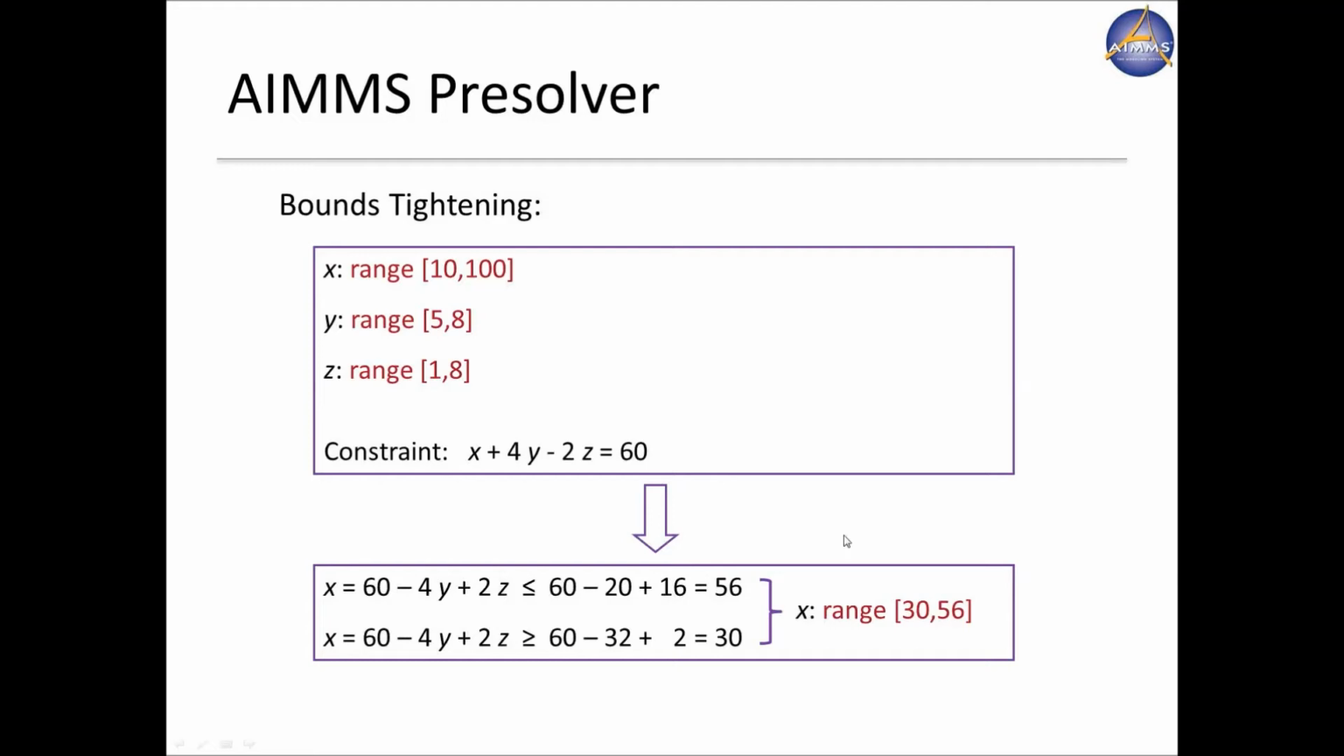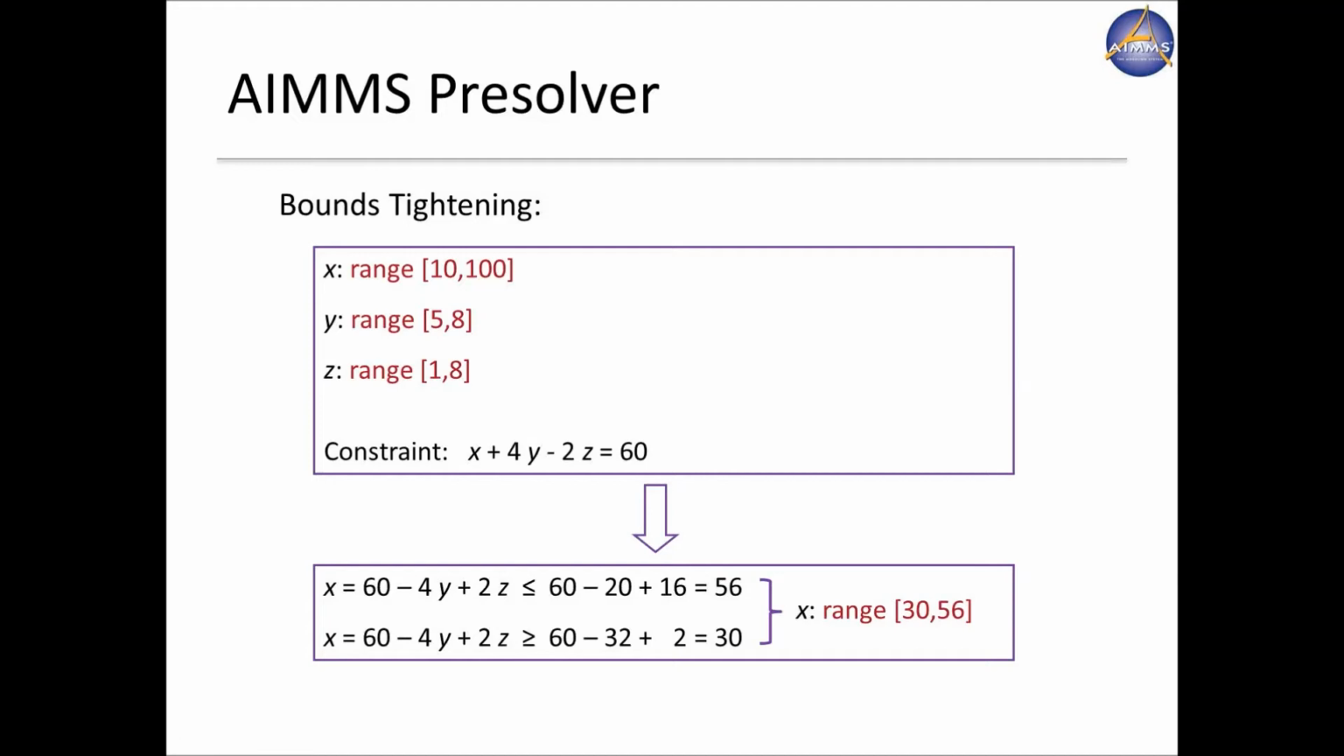So if we had another constraint in the math program saying, for instance, x smaller or equal to 20, then we have an inconsistency, and the AIMMS Presolver will detect that and return that. So that's how the AIMMS Presolver detects infeasibilities. This is a linear constraint, but it can also do the same kind of analysis with nonlinear constraints.